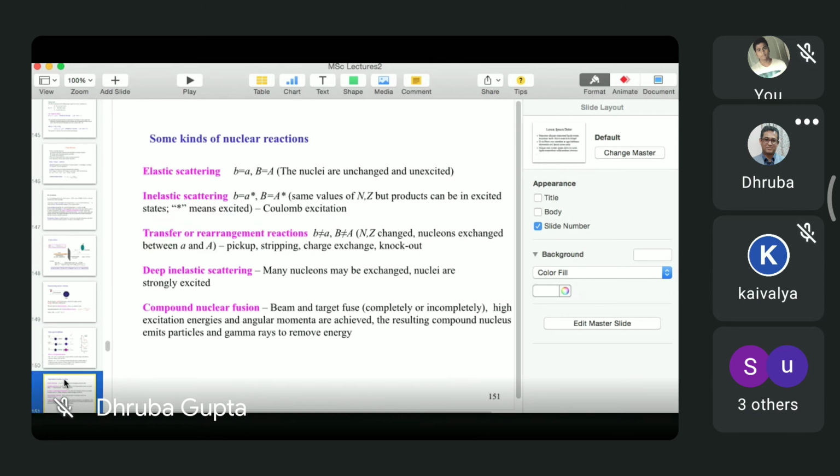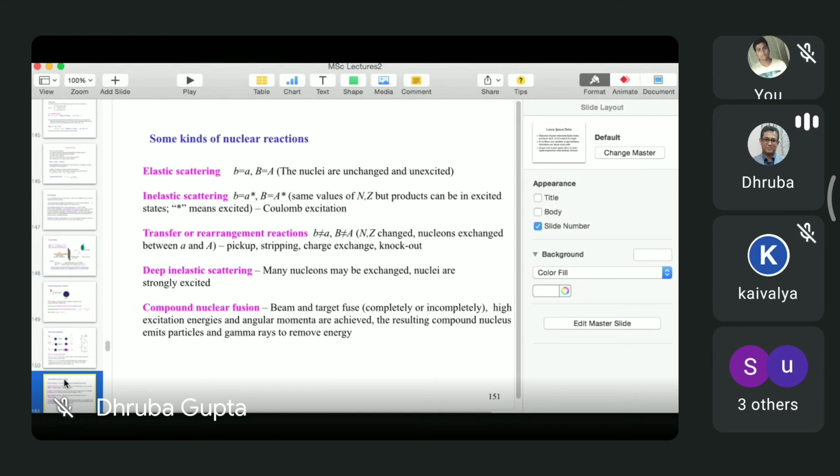Now, what are the different kinds of nuclear reactions? First, it may be elastic scattering. What is elastic scattering? Here, small b equals small a, capital B equals capital A. So exactly what the projectile and target are, in the exit channel the ejectile and residual nucleus are the same as the projectile and the target, and the nuclei are unchanged and unexcited. They remain as they are, they only get scattered by a particular angle.